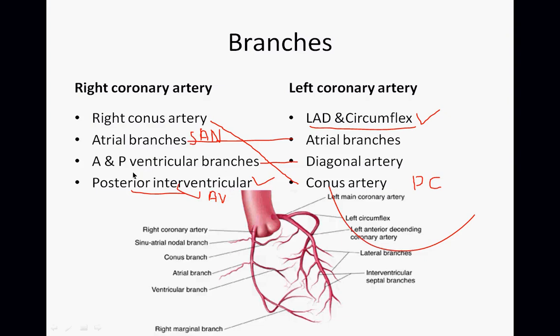And the posterior ventricular branch gives the right marginal branch. So that is also important. And the circumflex artery gives the left marginal artery. Okay. So these are important just to understand the venous drainage part. So remembering this will do.